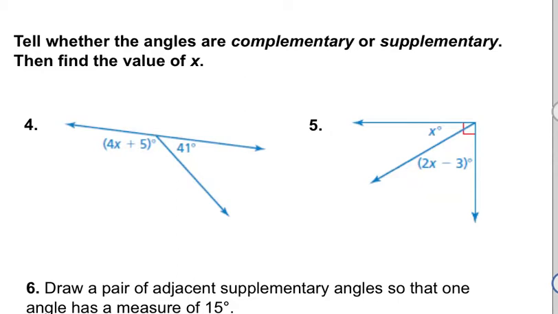Okay, are they complementary or supplementary? They are supplementary. What is the measure of x? Tyler? Good job. x equals 33.5. Good. Anybody not get that? Fist to 5, where are you at on finding the unknown with complementary and supplementary angles?